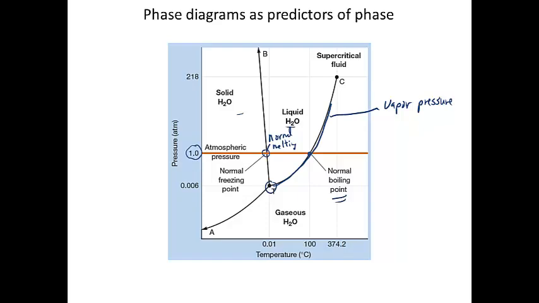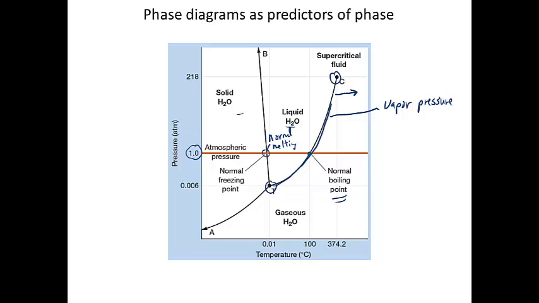The other thing to notice is that there's a point up here called the critical point. And at temperatures above the critical point, you no longer have a normal substance, in the sense that you can't compress the liquid and make it into a gas.